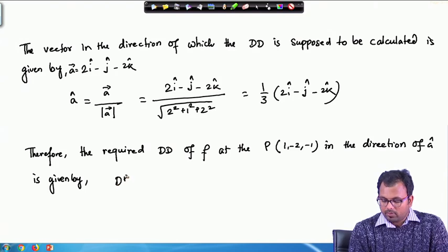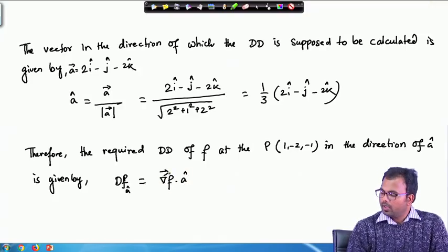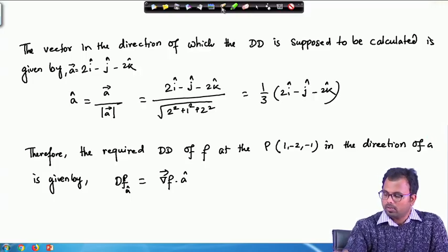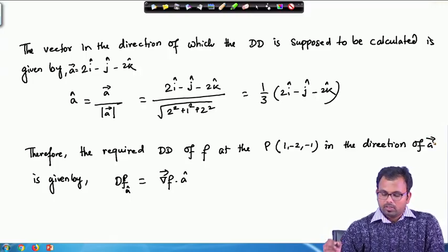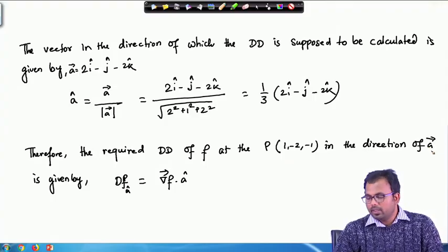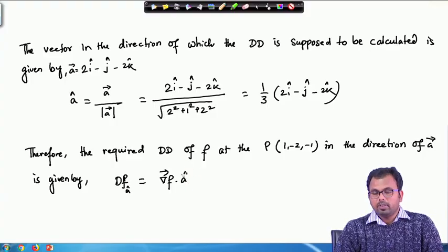The directional derivative df at a cap is equal to gradient of f dot a cap. Here, instead of a cap, I will write a, because we are calculating in the direction of a. It does not matter whether we write a cap or a, but in the formula we should be careful that we always use the unit vector.